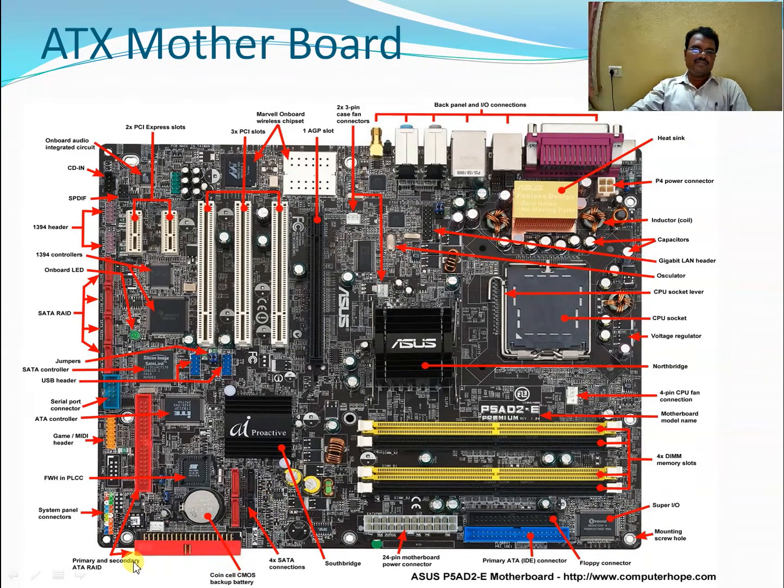And this one is the primary and secondary ATA RAID, and this one the game and MIDI header, and serial port connector, this one the ATA controller, this one the SATA controller, and the USB header, and jumpers here, SATA RAID, and the 1394 controllers, and CD-in, onboard audio integrated circuit, 2 PCI Express slots, and 3 PCI slots, 1 AGP card slot, and an onboard wireless chipset. This is about the ATX motherboard configuration and the details on the motherboard.